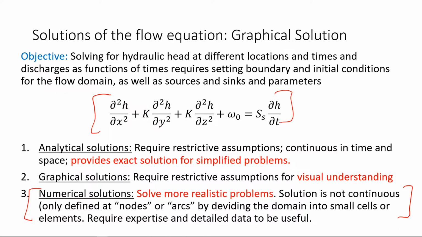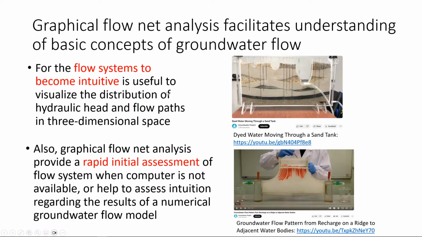Graphical solutions, similar to analytical solutions, also require restrictive assumptions. And usually we do graphical solutions just for visual understanding. You can also do some quick calculations from them, as I will show you. So why do we do this graphical solution? For the flow system to be intuitive. And by the way, graphical solutions are not necessarily done by hand all the time. Sometimes you can do them with software. There's software for that, and if you check one of the books that I recommended, you will find information about these software.